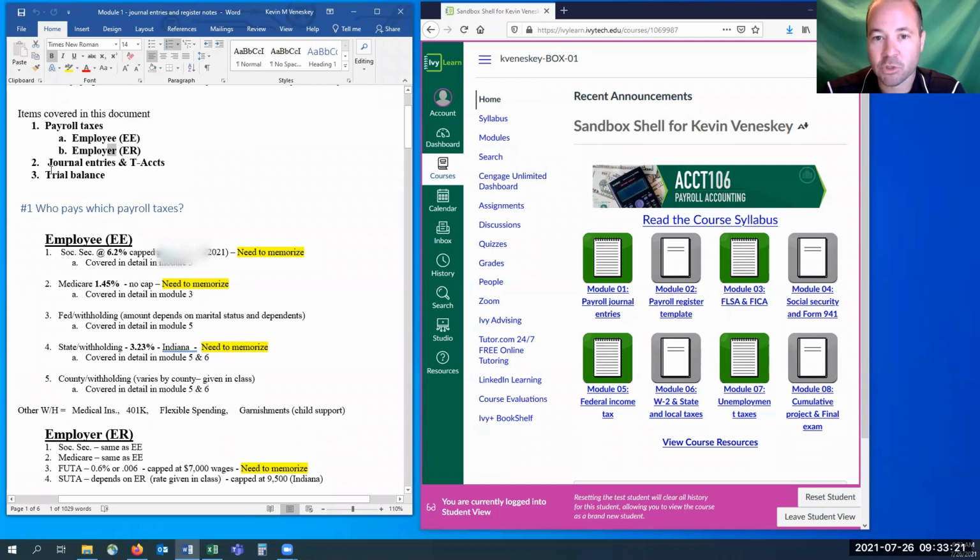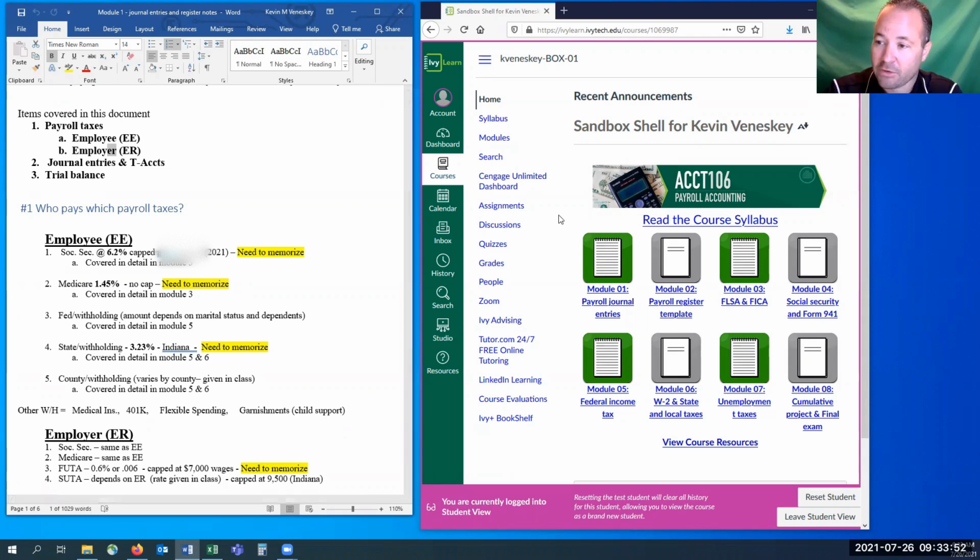We're then going to jump into, once we determine what the payroll taxes are, how do we journalize those behind the scenes for the bookkeeping part, and put those into a T account to keep track of our ongoing balance. And then finally, how do we prepare a trial balance to let anybody else know what our accounts are, what balances are, so they can pay any of the liabilities that we have and know how much expenses we have, all of that good stuff.